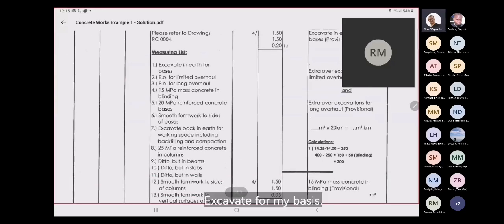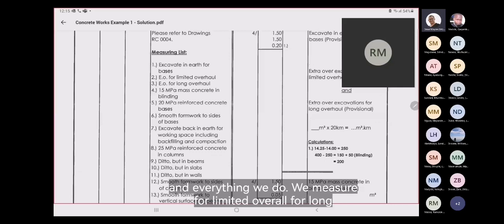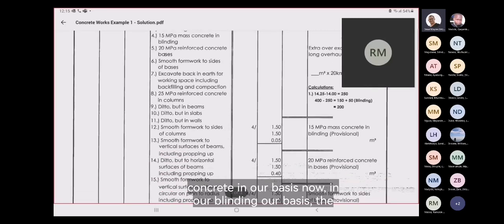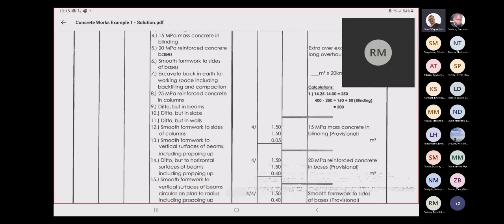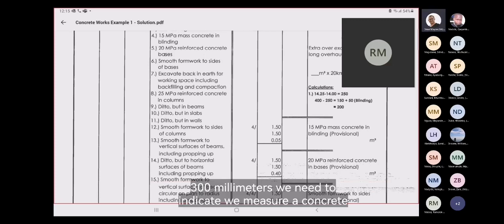To excavate for my bases, extra over for limited overall. You see, we're now measuring civil, and everything that we do, we measure for limited overall, for long overall. The long overall will indicate the distance of 20 kilometers as per the drawing here. We are measuring our concrete in our bases, concrete in our blinding, the formwork to the sides of our bases, the excavating back in earth for working space. The 300 millimeters we need to indicate.